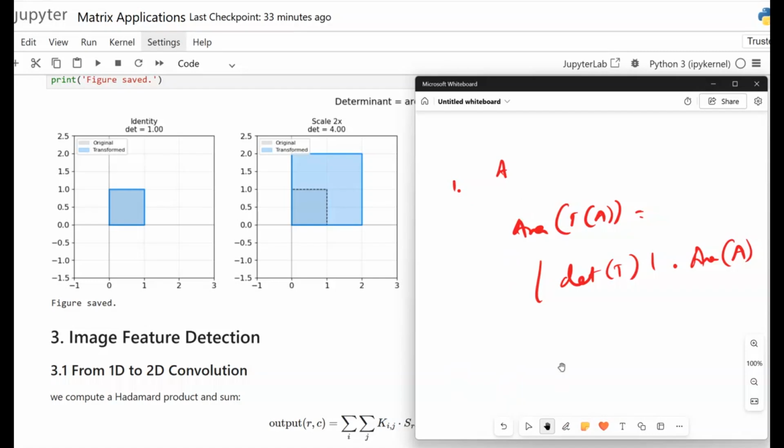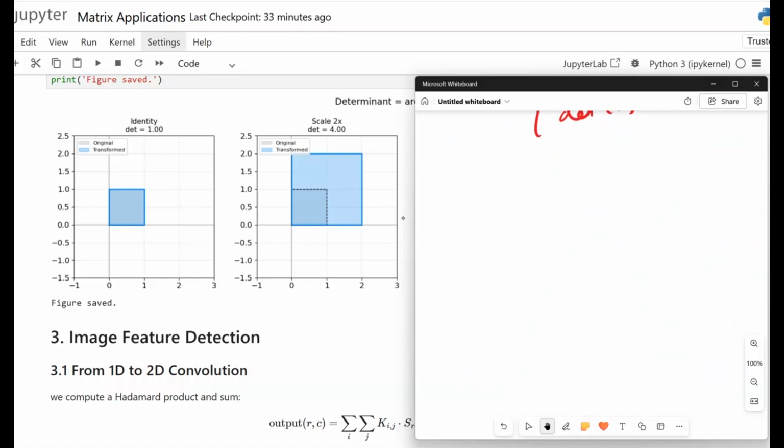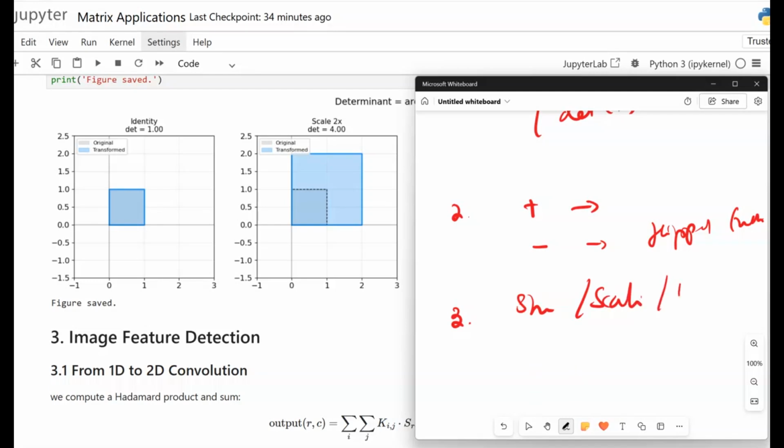Next, regarding the sign of the determinant, dear friends, if it is positive, the orientation is preserved. And if it is negative, of course, the orientation is flipped, that is, a reflection happens. And next, we have discussed shearing, scaling, and we have also seen the rotation. Rotation preserves area and shape.